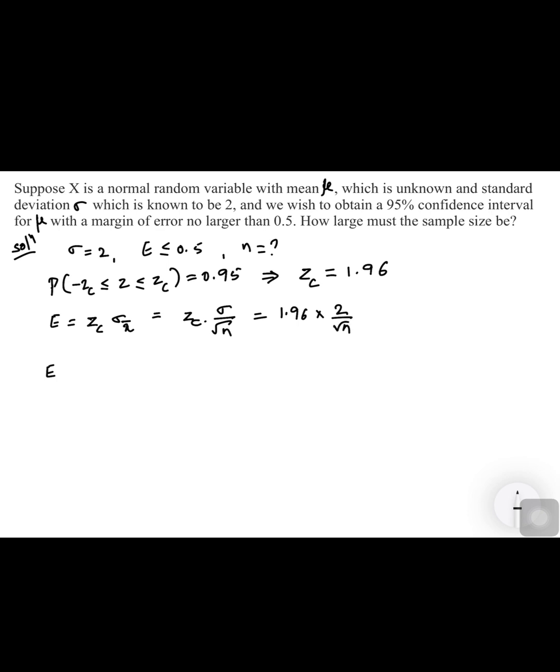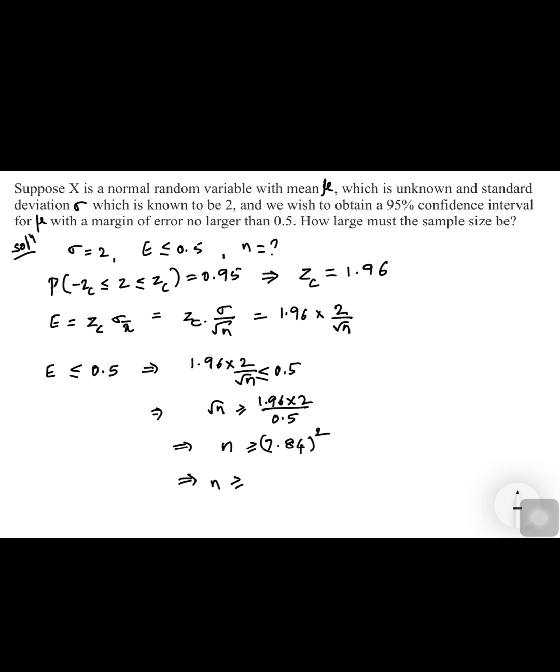They say that E should be less than or equal to 0.5. So this implies 1.96 times 2 over root n is less than or equal to 0.5, or this implies root n is greater than or equal to 1.96 times 2 over 0.5, or this implies n is greater than or equal to 7.84 the whole square, or this implies n is greater than or equal to 61.5, or we can approximate this as n greater than or equal to 62.